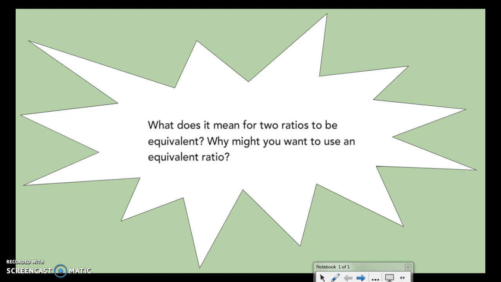Alright? What does it mean for 2 ratios to be equivalent? Put this answer in your own words. When you think you found your answer, I want you to get a teacher to check it. Also go back to the very beginning and make sure you have those answered as well.